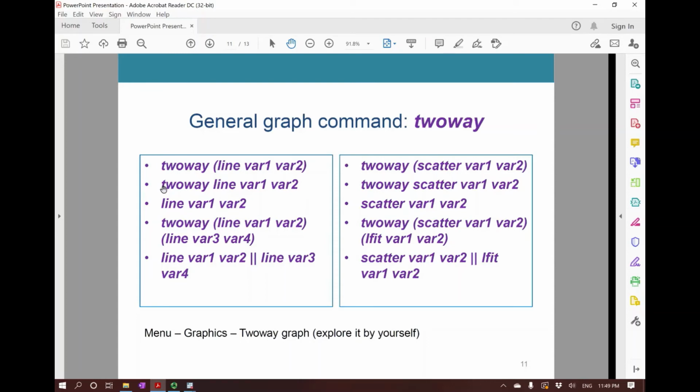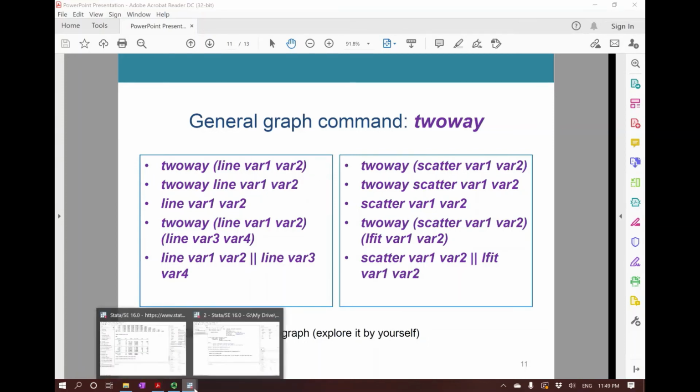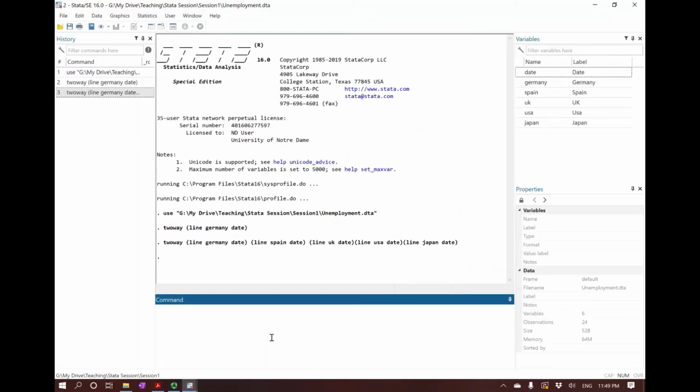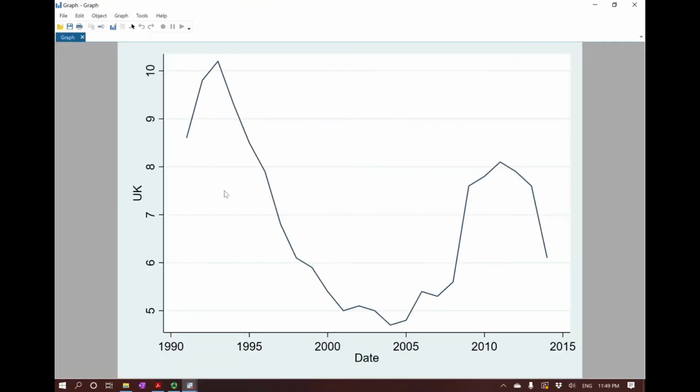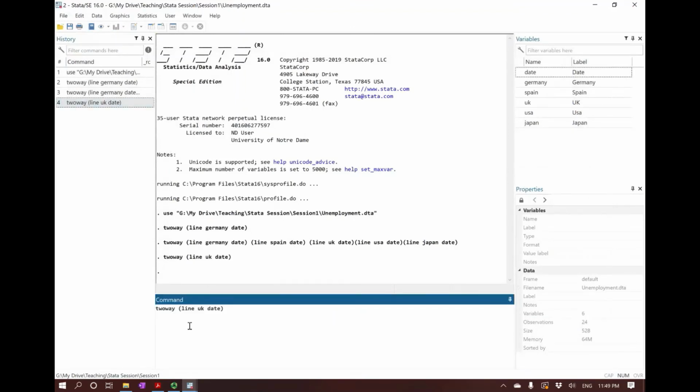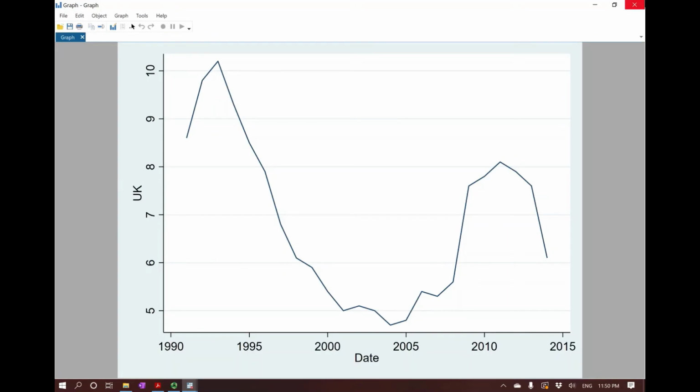So if you're using this twoway command and you're only producing one graph, one plot, only one line or only one scatter, you may skip this parenthesis, okay? So for example, let me do twoway parenthesis line UK date. You see this unemployment of UK over time. But alternatively, if you're just plotting this one line, you can skip the parenthesis and do twoway line UK date. You see the exact same graph, okay?